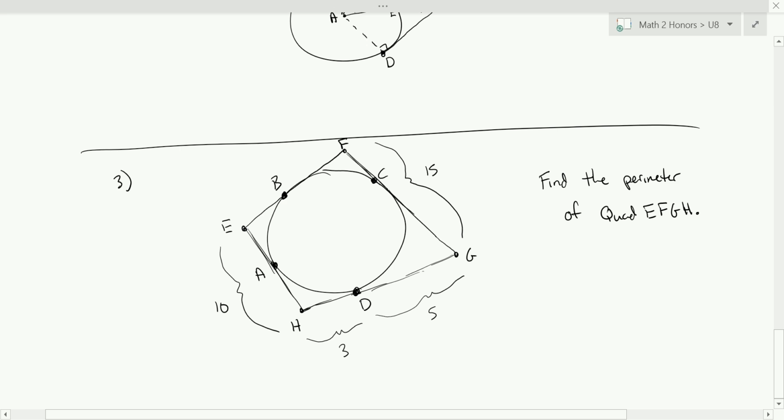Yeah. B, okay. BF is equal to FC. We don't know either of those, but that's true. What else is equal to what? Yeah. EA is equal to EB. We don't know either of those, but this is going to be helpful. Yes, what else do we know?